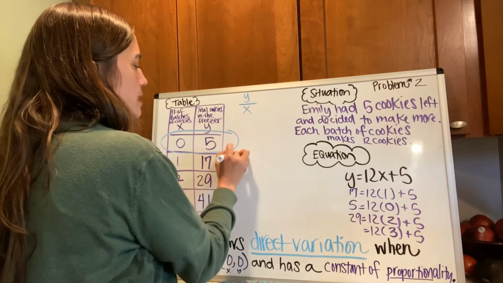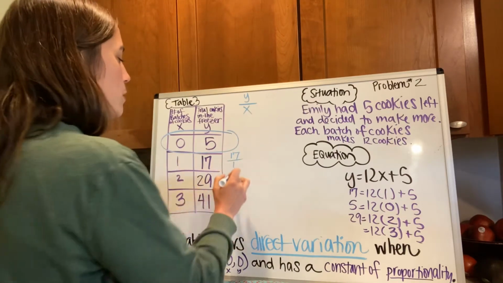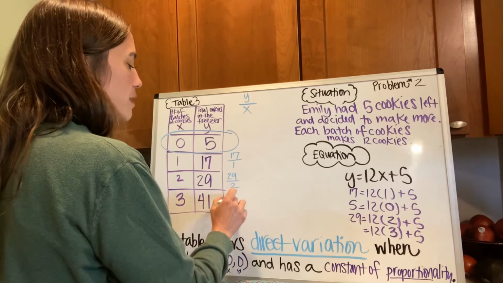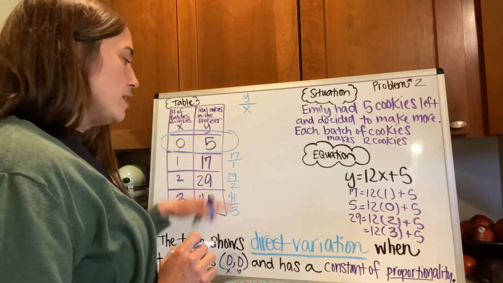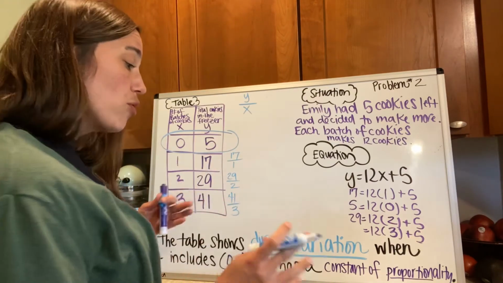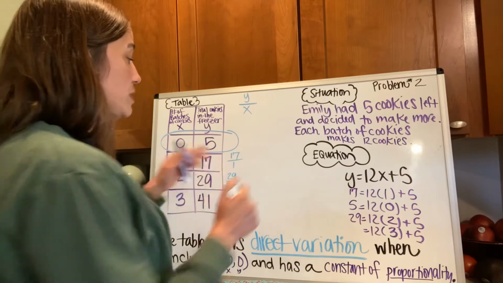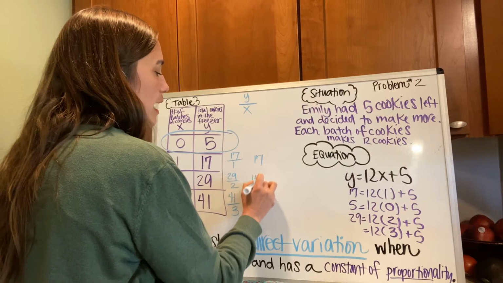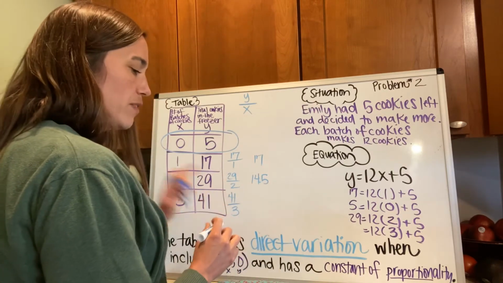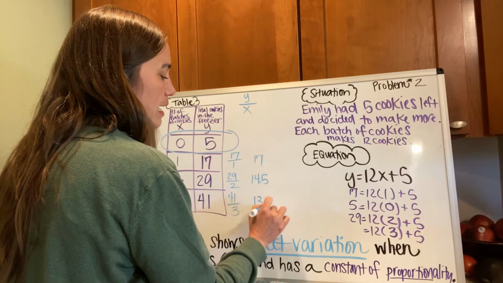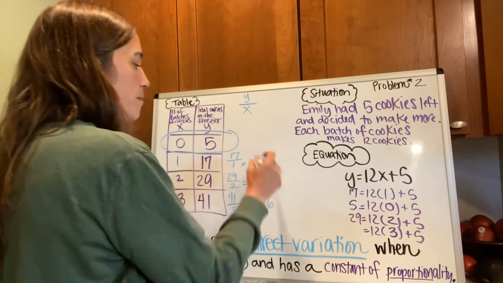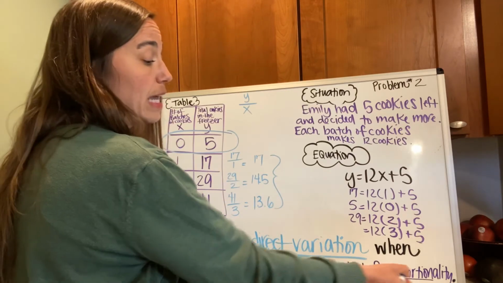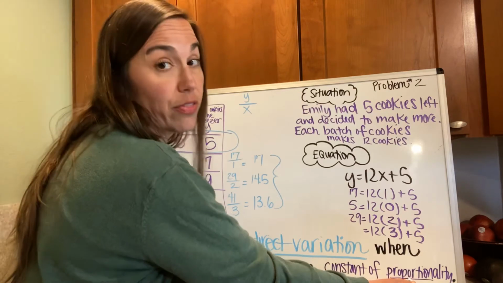If I did this, I would get 17 over 1. In this one, I would get 29 over 2. And for this fraction, y over x, I would get 41 over 3. Now, these might be a little tricky to know if they're equivalent or not. So, just so you know, I divided them. So 17 divided by 1 is 17. 29 divided by 2 is 14 and a half. And then 41 divided by 3 is 13 and 6/10. So if you notice, these 3 values are not constant and they are not showing that they're equivalent fractions.